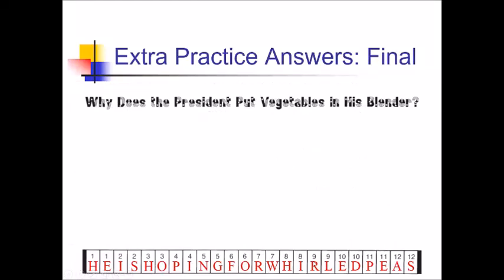All right, so we found all the letters doing all that substitution method. The original riddle again was, why does the president put vegetables in his blender? And just trying to read this out, it looks like we have an HE, so that's he. IS is, and HOPING, I think that's hoping I can spell out with that next one. For, and this last one is kind of weird. We have world peas. All right, so world peas. Oh, he is hoping for world peace, a play on world peas. I get it. All right, there we go.